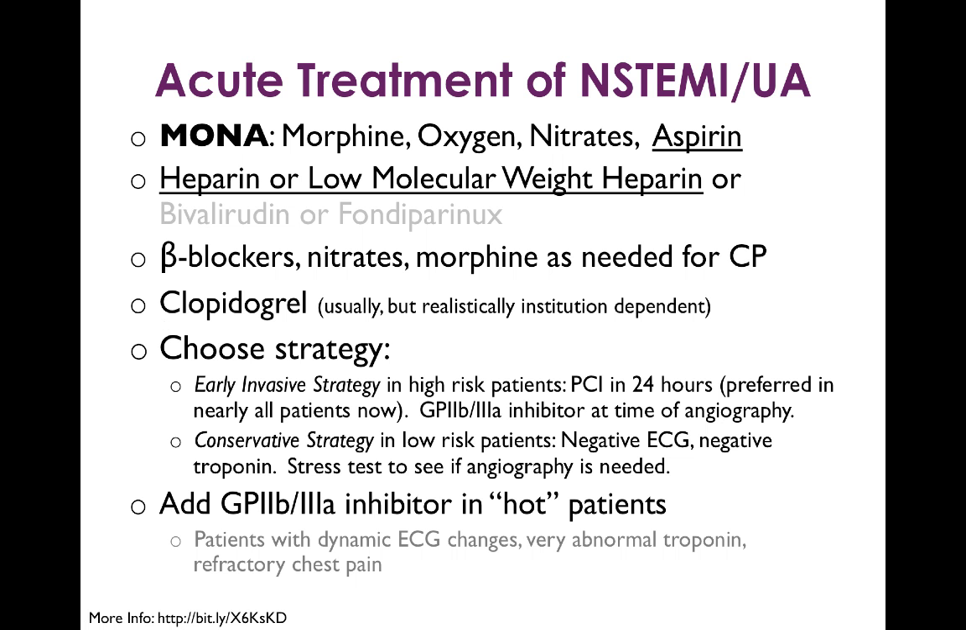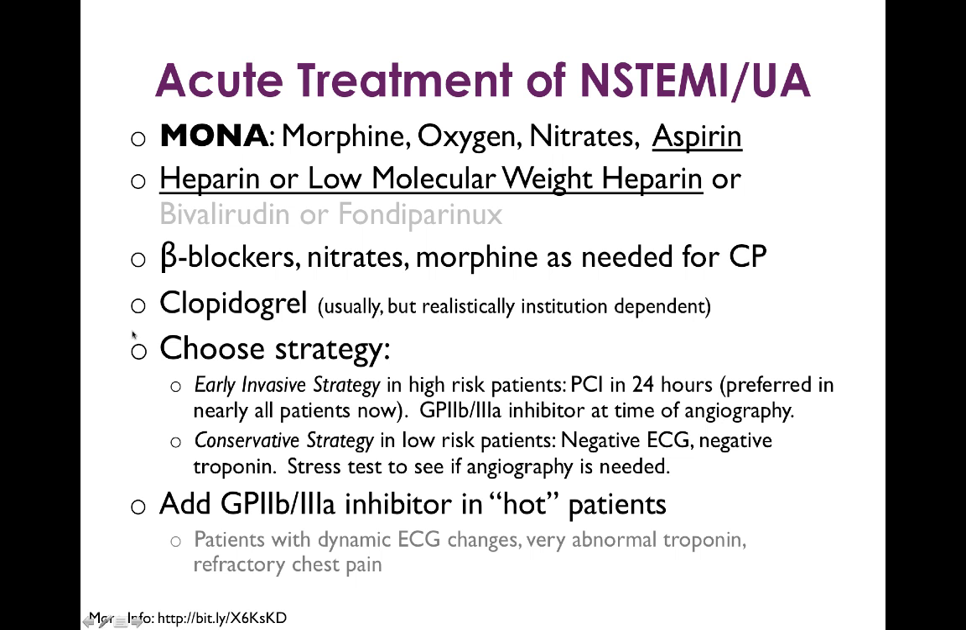And the evidence truly supports giving clopidogrel upstream, that is to say, way before they have their angioplasty and stent put in. But realistically, it's institution dependent because there is this idea that suppose the person needs bypass surgery, and you administer clopidogrel, it will take 5 days before the drug wears away to a level that's low enough such that bypass surgery is safe. So truly it's institution dependent, but we tend to do it here. So clopidogrel, chest pain relief with beta blockers, nitrates, morphine, heparin or low molecular weight heparin, aspirin. I think that's pretty standard.